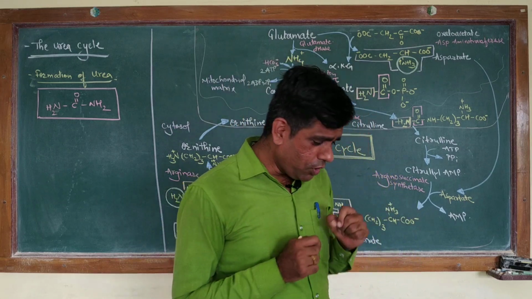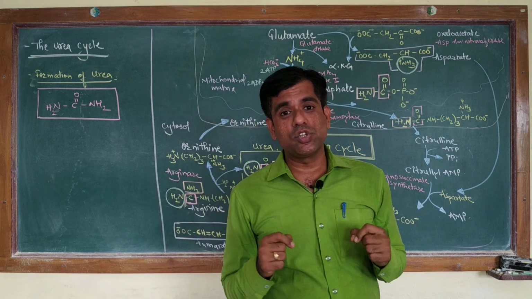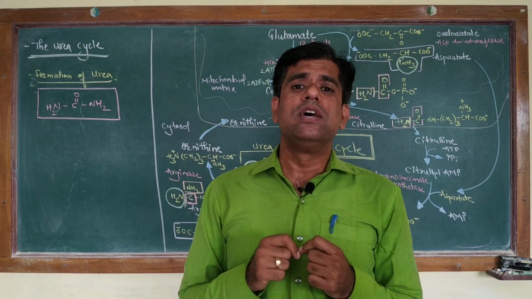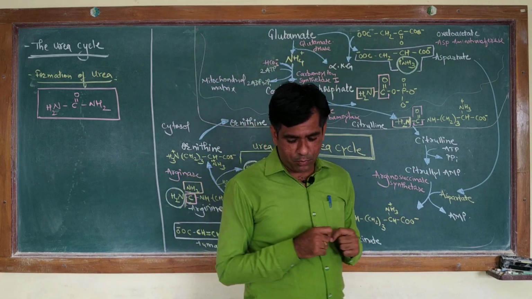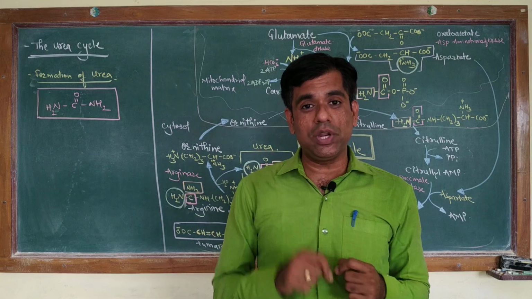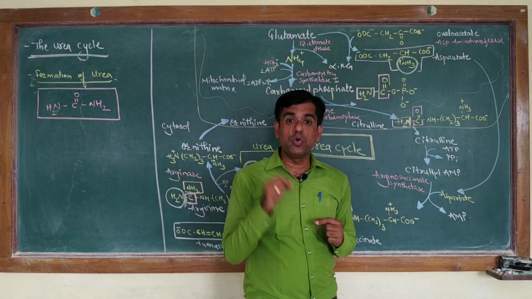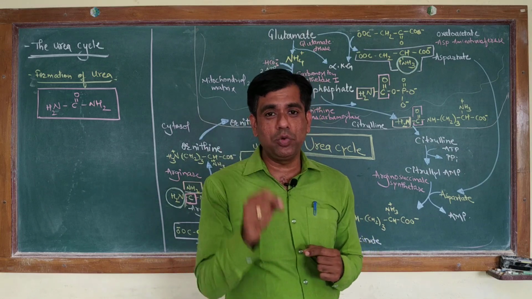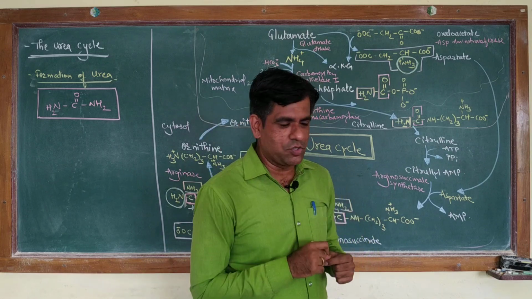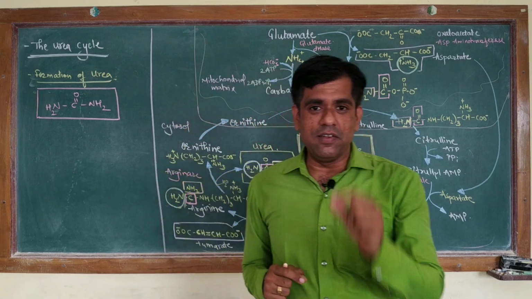Now talking about the urea cycle, the cycle comprises 4 sequential, cyclical steps which lead to the formation of the major excretory product in mammals, that is urea, in the liver. So remember that mammals are ureotelic and they excrete urea, and this urea is formed in the liver. So this urea cycle takes place in the liver, right?